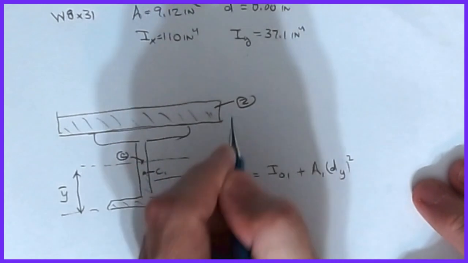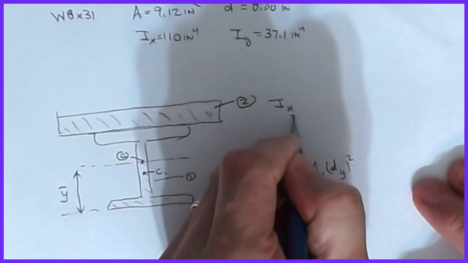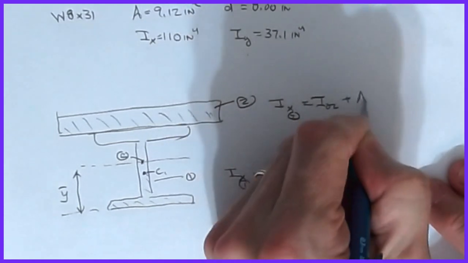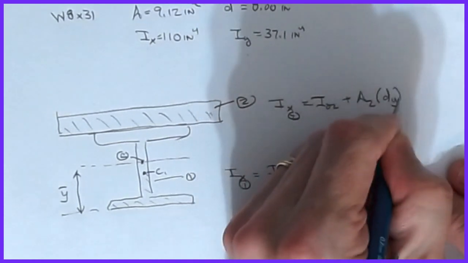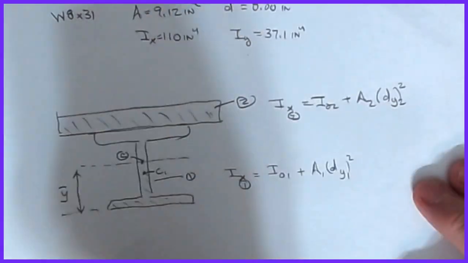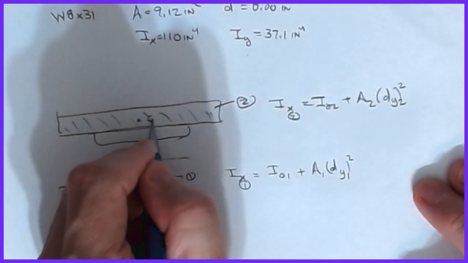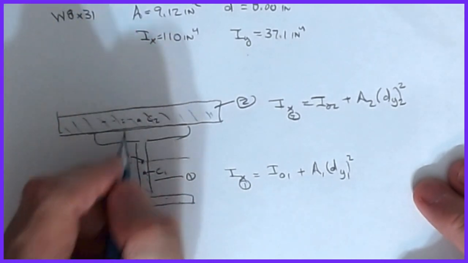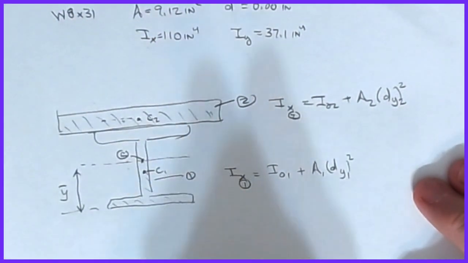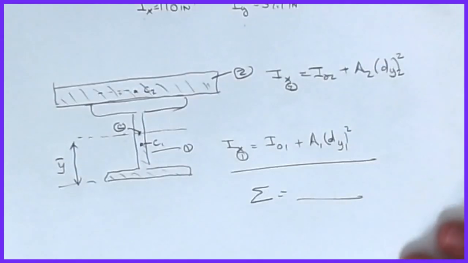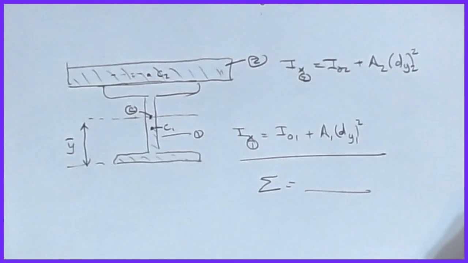This guy, if I call him region 2, then IX for number 2 is I naught for 2 plus A2 times dy quantity squared. And that's for dy1, and this is dy2, because clearly his C2 is up here, right? And so then the dy2 would be that dimension and so forth. And then all I do is sum these guys to whatever that value needs to be. So that's one of the things that we can do.